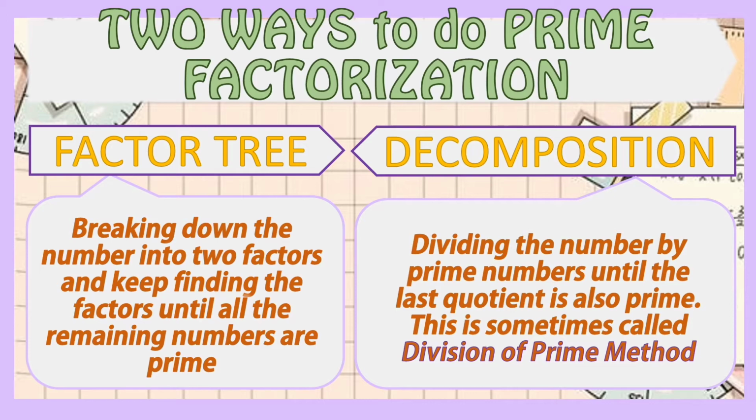Let's put it into action. Let's say we need to get the prime factors of 36. So by factor tree, you'll need to break down 36 into two factors. We can use 2 and 18 as factors of 36 because 2 times 18 is equal to 36. Then because 2 is already a prime number, we don't need to break it down. We'll just need to break down 18.